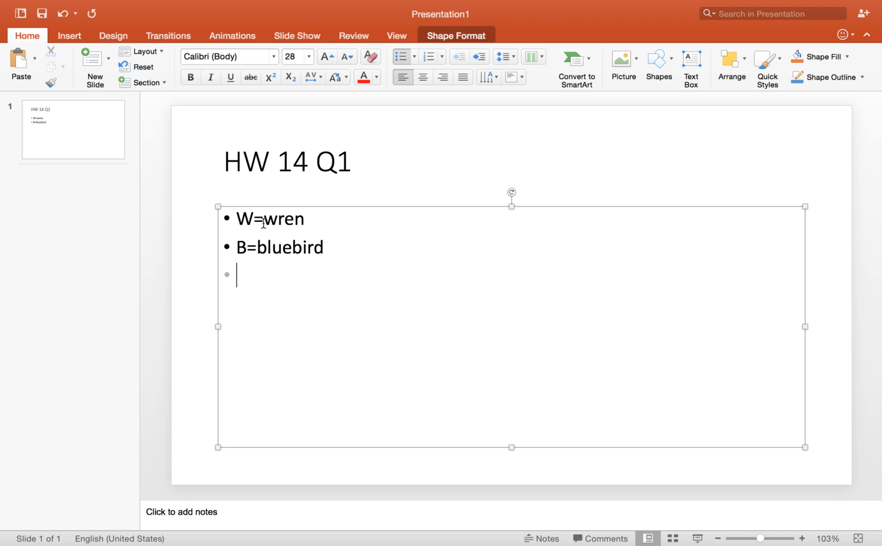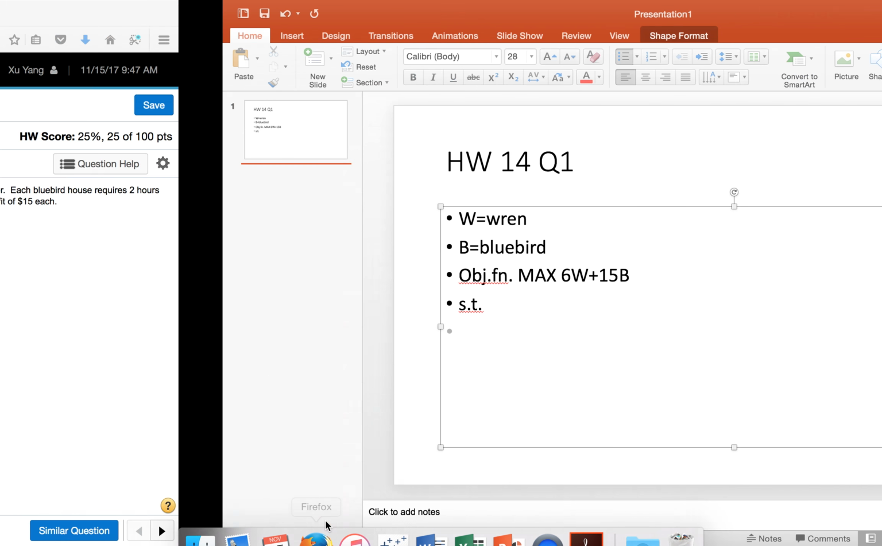Okay, the objective, we know it's maximization. And we want to maximize the profit. So it's $6 for a wren and $15 for a bluebird. So that will give you the profit and maximization. So constraints. Let's go back to the problem.